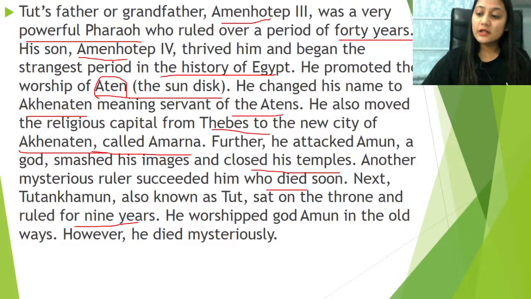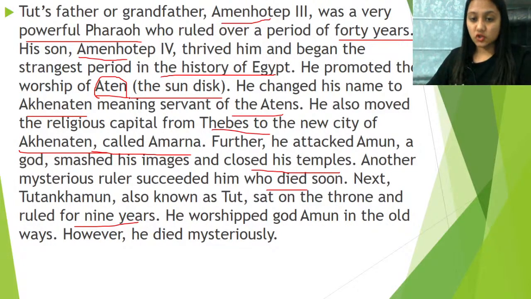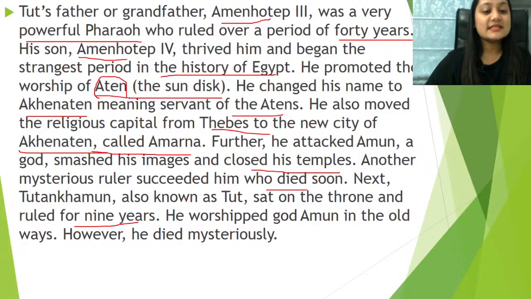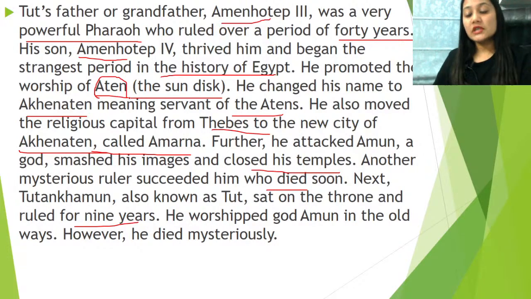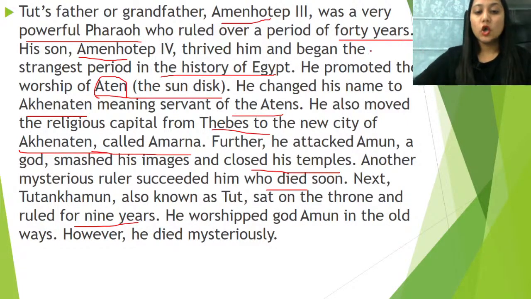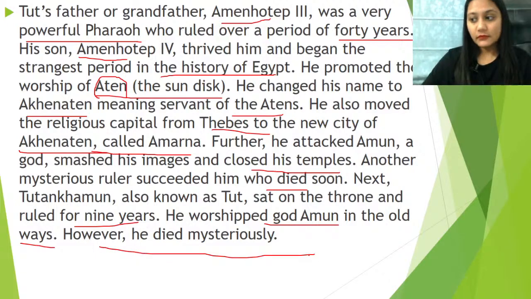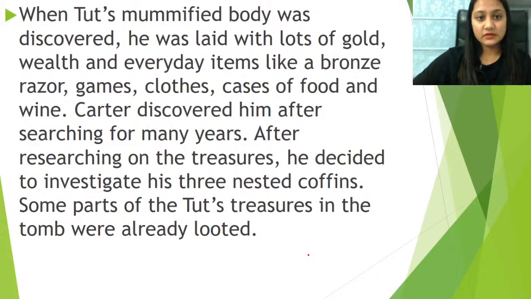But when Tut came back to the throne, when he was being declared as the king, as a new ruler, he started the old format of the previous time. And he now started worshipping God Amun, whose temples had been destroyed in the old ways. However, he died mysteriously. And unfortunately, we don't know how he died, but he died mysteriously.